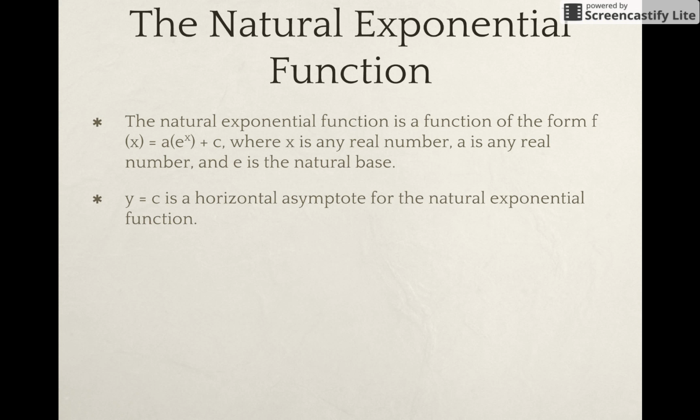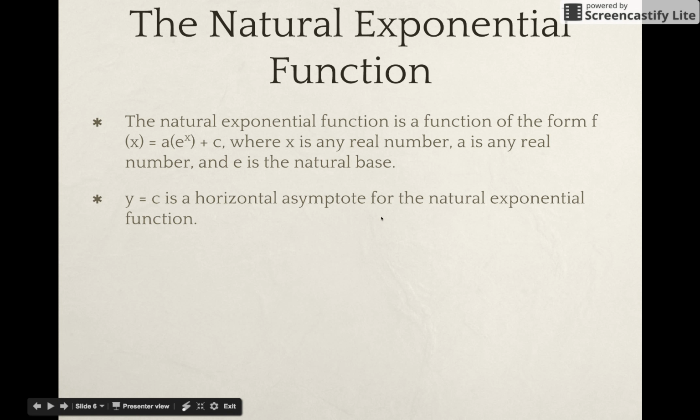The natural exponential function is just like any other exponential function, except that its base is the number E. And so we see here that we have f of x equals a times e to the x plus c. A is still any real number. X is still any real number. C is also still any real number.